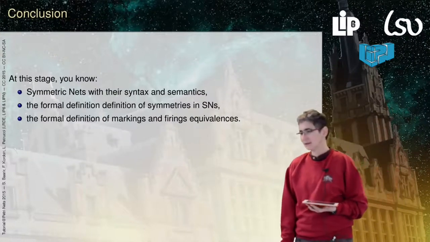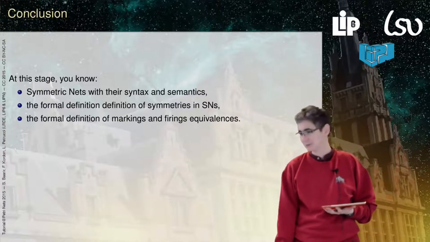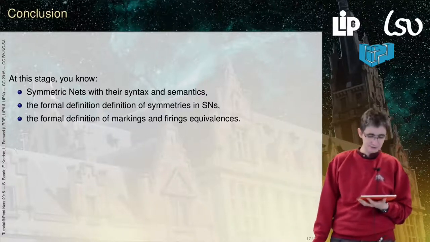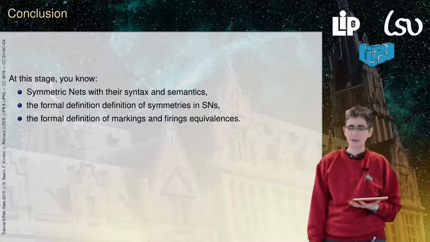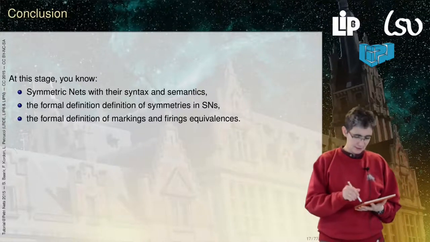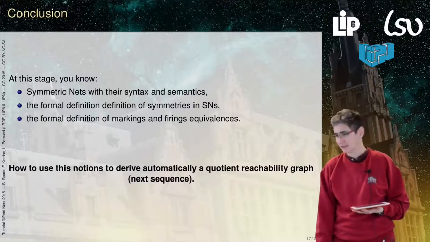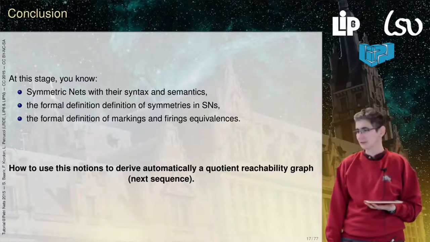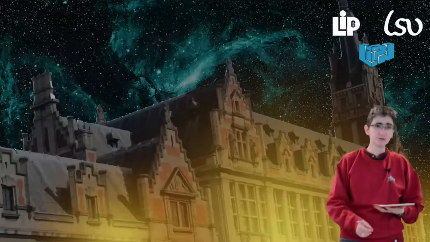Okay, so now at this stage you know about symmetric nets, their syntax, their semantics. You know the formal definition of symmetries in symmetric nets, the formal definition of markings, and their firing equivalences. These notions will be used in the next sequence in order to derive automatically a quotient reachability graph in order to reduce the reachability graph.